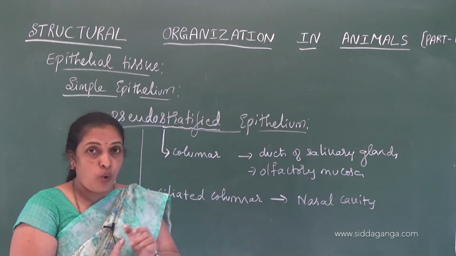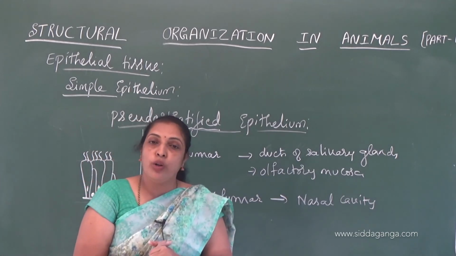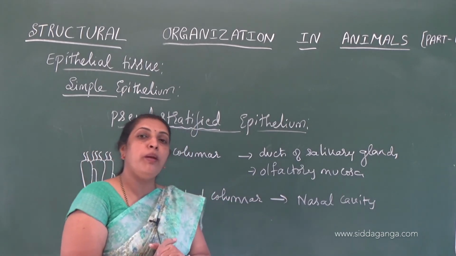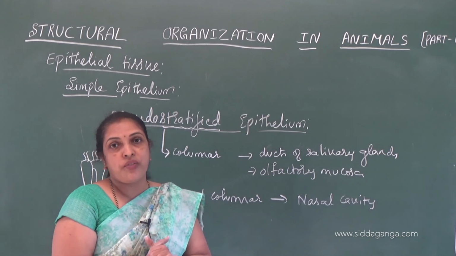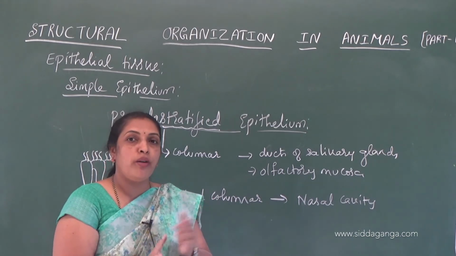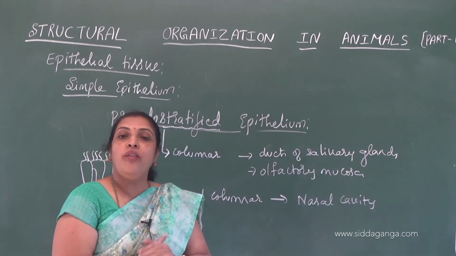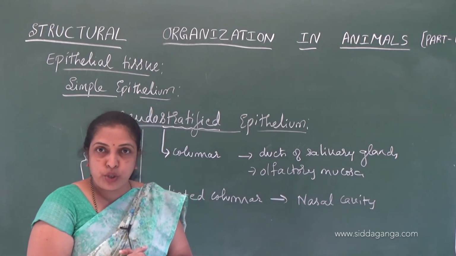In simple cuboidal epithelium, we see cube-like cells which are almost equal in width and length. A centrally situated round nucleus is present. The cells lie on the basement membrane. These are seen in the ducts of salivary glands and in tubular parts of the nephron. Again, main function is secretion and absorption.